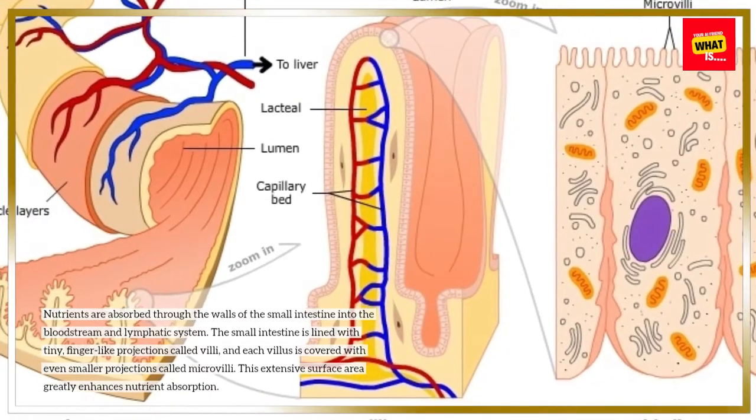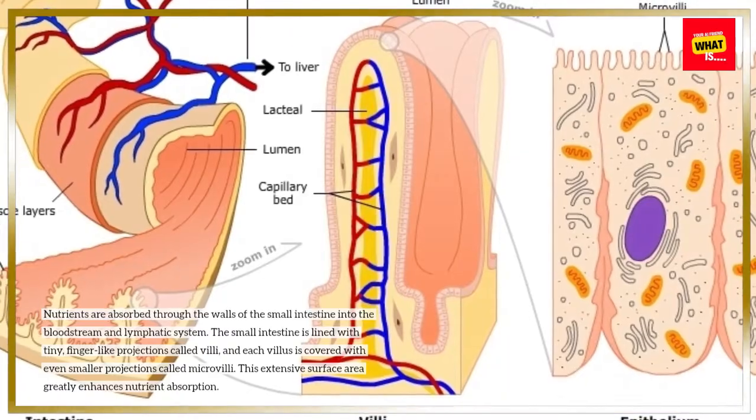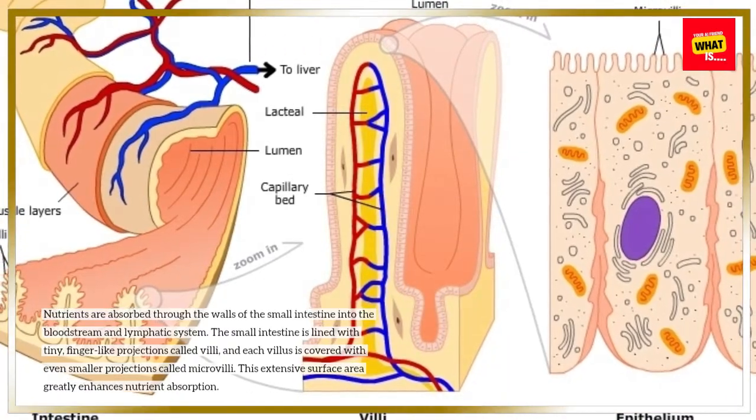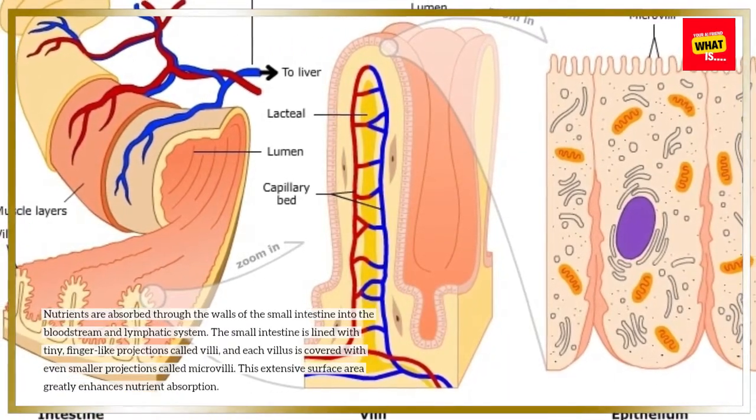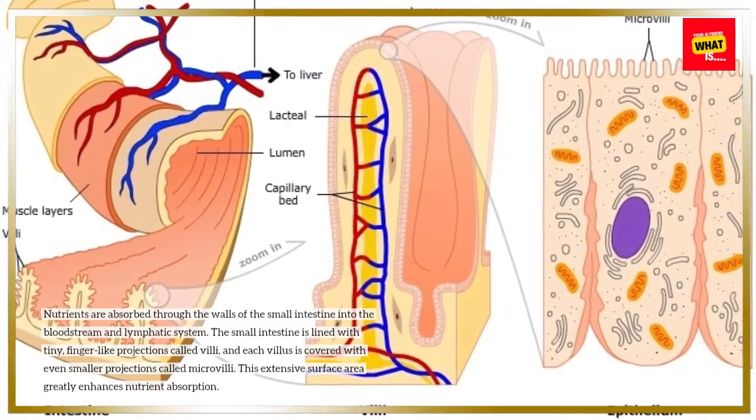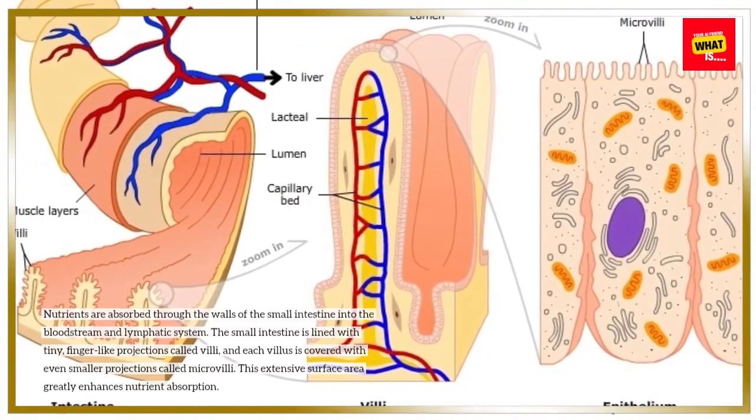The small intestine is lined with tiny, finger-like projections called villi, and each villus is covered with even smaller projections called microvilli. This extensive surface area greatly enhances nutrient absorption.